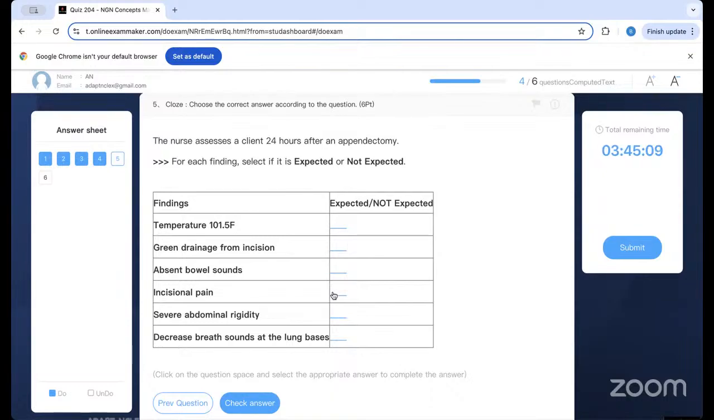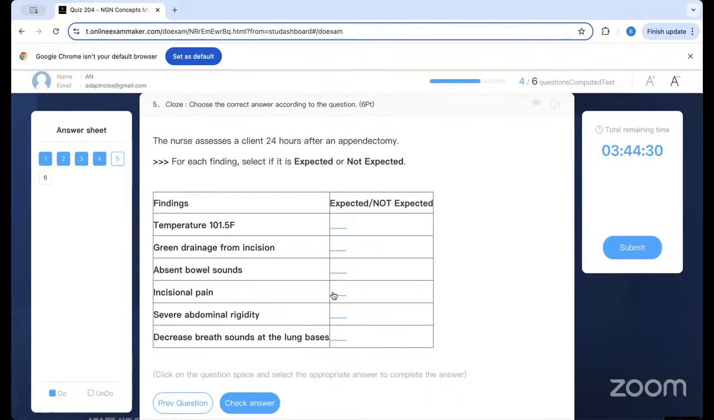And which finding, when I see it, I know it's a bad problem. So this is what you mean. If I see it, it's bad, right? Inappropriate or unexpected finding means the patient is having issues. Will you see a temperature under 101.5? Do you see green drainage from the incision? Do you see absent bowel sounds? Do you see incisional pain? Can you see severe abdominal rigidity? Can you see decreased breath sounds at the lung bases?